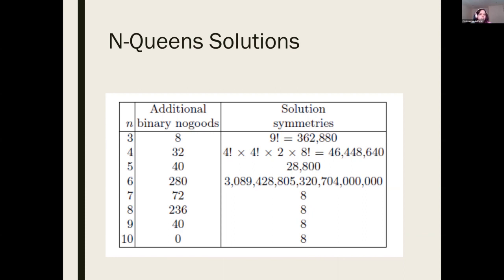6 has this ridiculous symmetry group because it turns out there are quite a lot of squares on a 6 chessboard that you can't put a queen on in an n-queens solution. Once you get to 7, you just get the 8 symmetries you would expect. There are enough solutions that you don't end up with weird extra symmetries. And from 7, 8, 9, 10 onwards, you always get 8 symmetries.